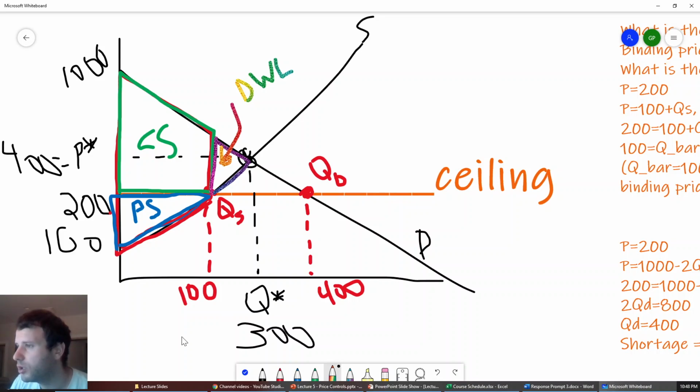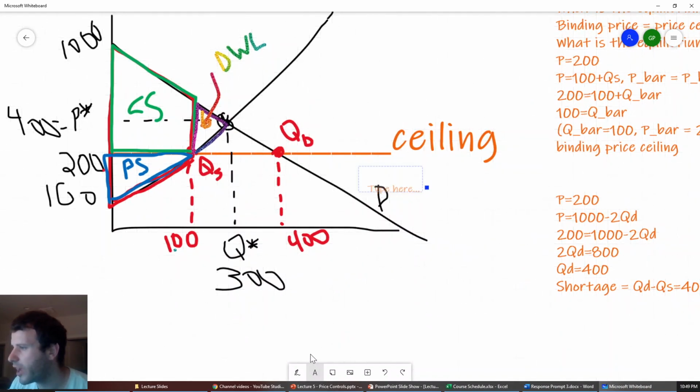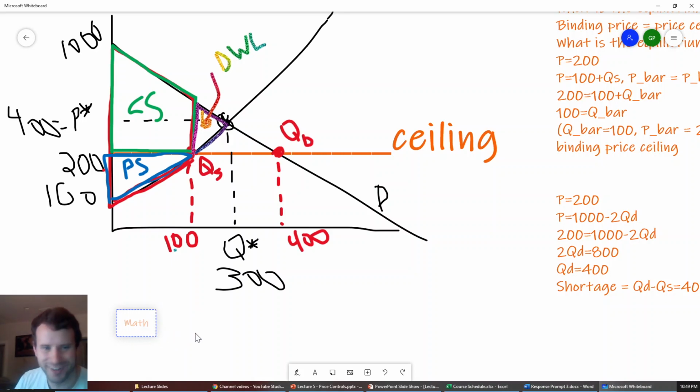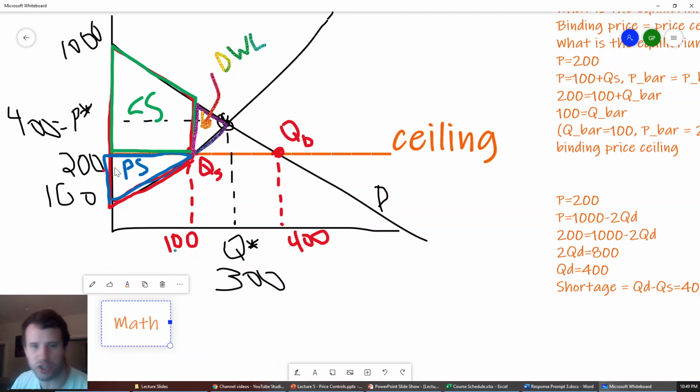So let me do this. Let me make it a little smaller. Let's start a new text box. We're going to do a little bit of math. I'm just going to write math for a second as a placeholder. So we can go ahead and calculate producer surplus immediately.